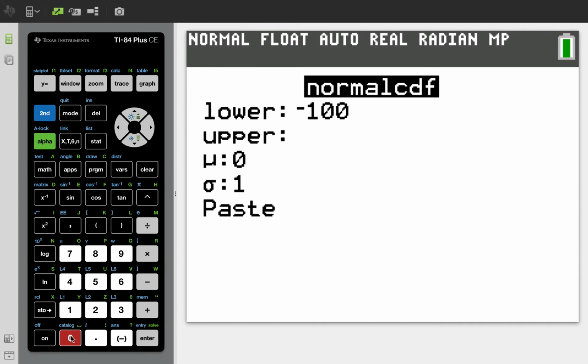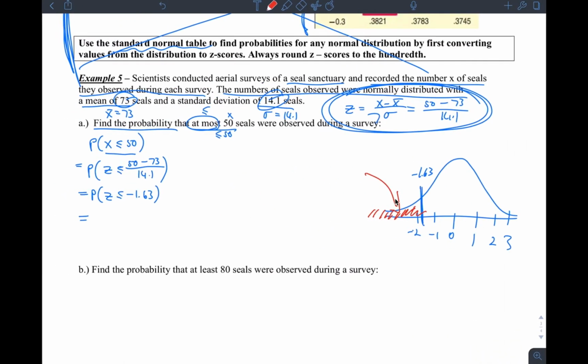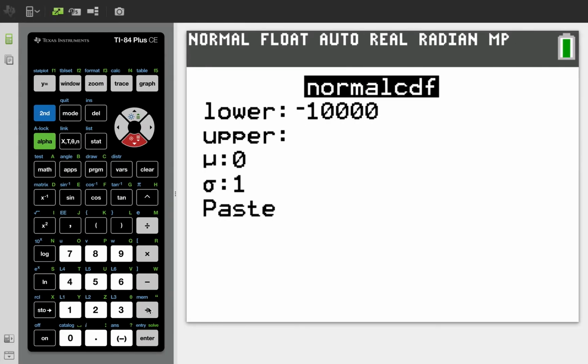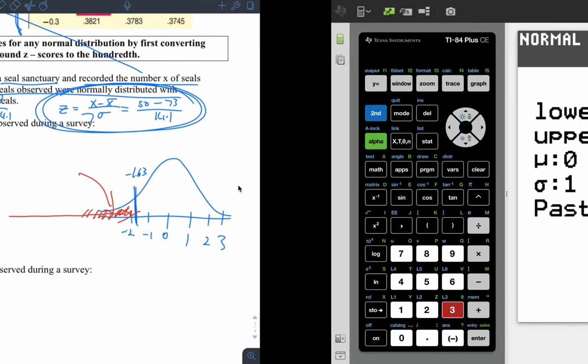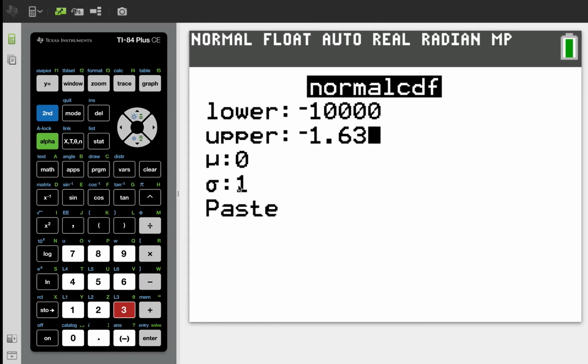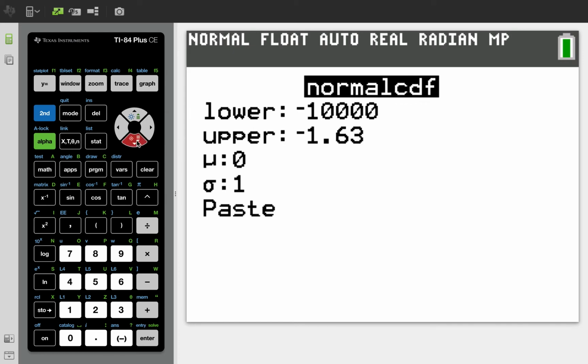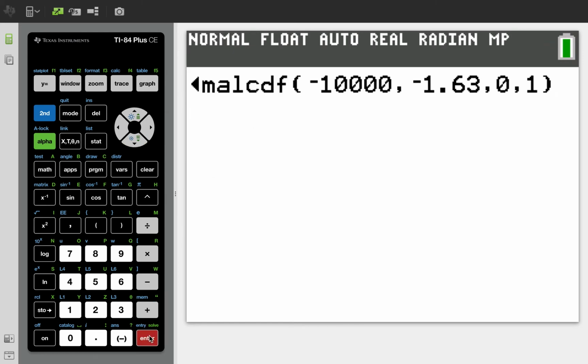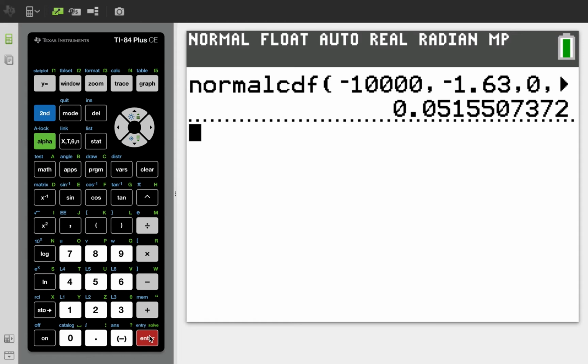Okay, that's basically 0 in terms of the standard normal distribution. And then the upper bound is what we're asking for here. So I'm going lower bound all the way from the left here up to here. That's my upper bound. Okay, so my upper bound is negative 1.63. And then we're going to say mean is 0, standard deviation is 1. Yes, we standardized, so my mean is 0, my standard deviation is 1. And so we can just go down there and enter on paste, and you get this number.